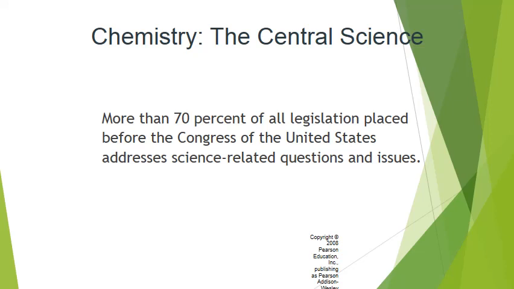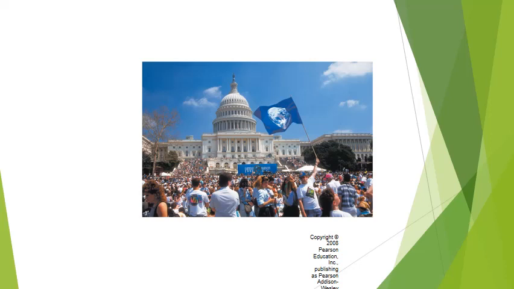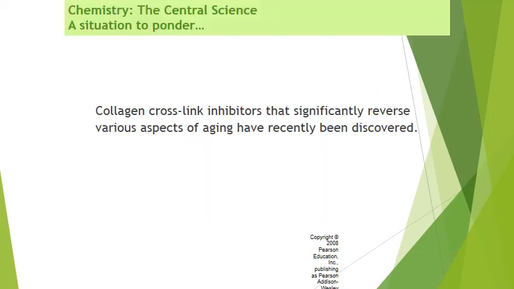So that's why chemistry is called the central science. It's part of our daily lives, and it's part of our laws as well. More than 70% of all legislation placed before Congress addresses science-related questions and issues. And that's why, even if you don't wind up being a scientist for a career, it is important for you to be a scientifically literate citizen.